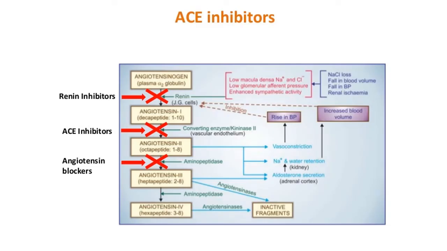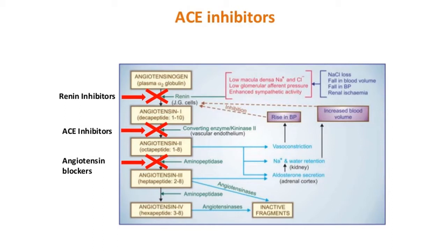The drugs in this case are ACE inhibitors. ACE means angiotensin converting enzyme inhibitors. First of all, I will tell you, in our body there is angiotensinogen, that is basically a plasma alpha 2 globulin. On this angiotensinogen, renin acts, which is secreted from the macula densa.